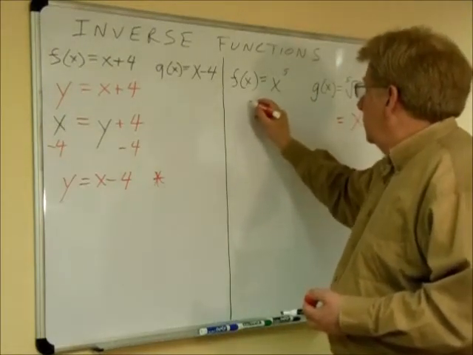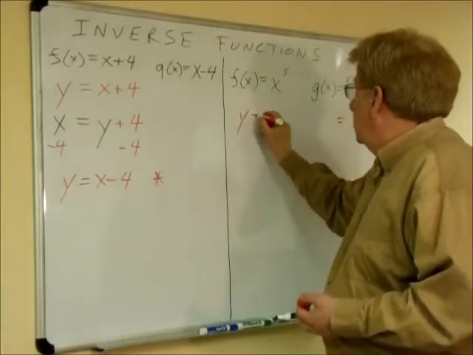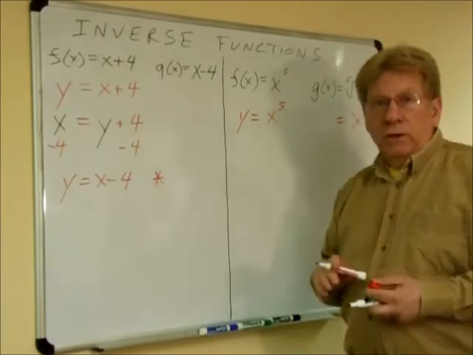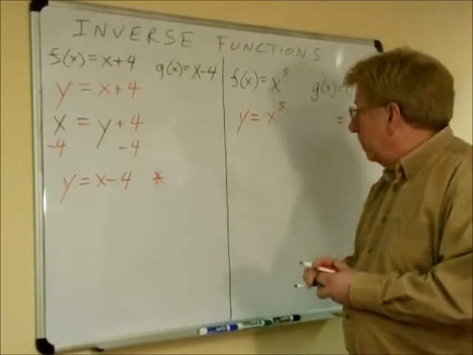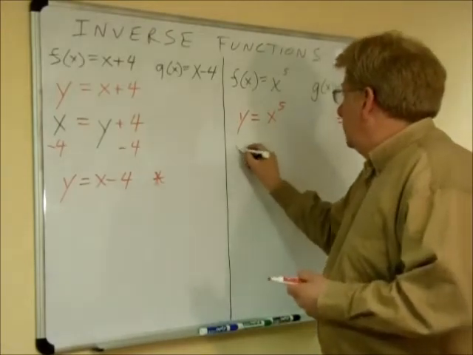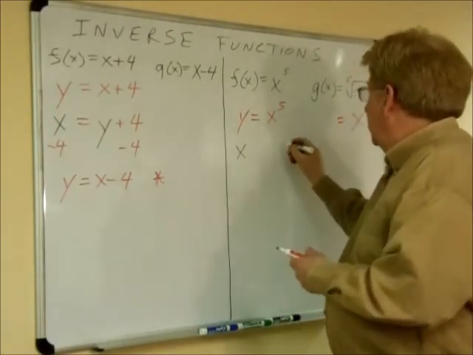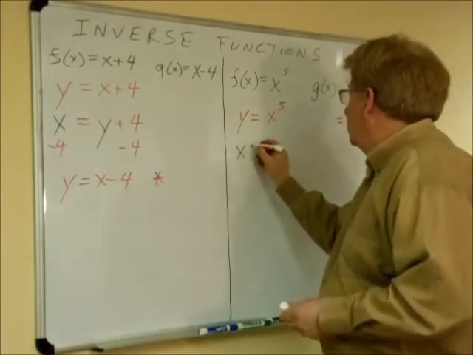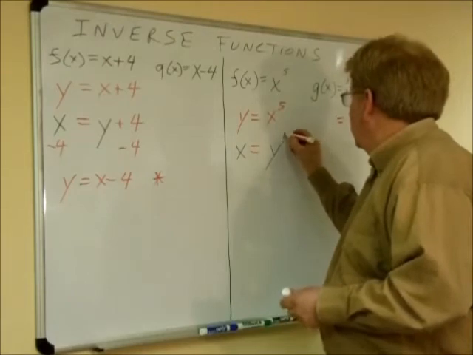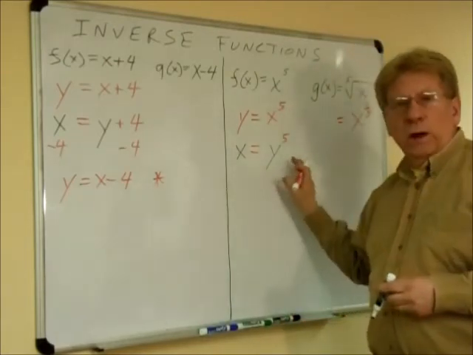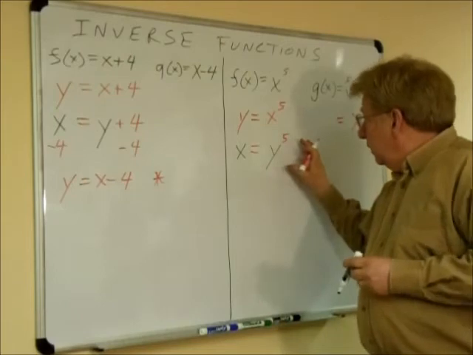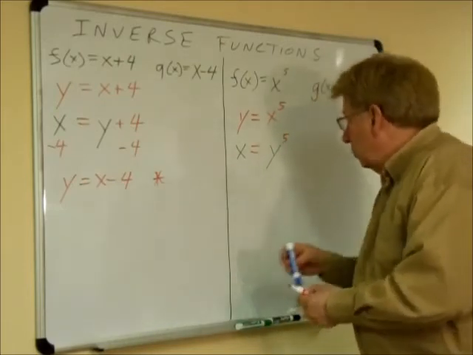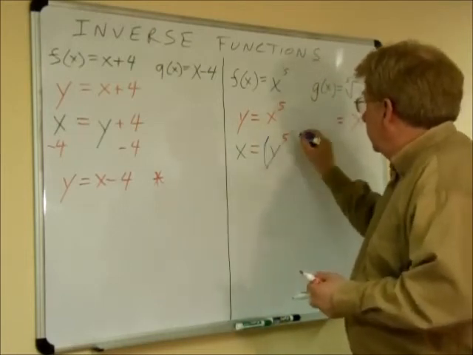To do that, I'll start out with y equals x to the 5th. And now to find the inverse, I'll switch the x and the y. So in place of y I put the x, and in place of x I'll put the y. So we have x equals y to the 5th. Now I need to get y by itself, so to counteract this y to the 5th, I'm going to have to take it to the 1/5 power, both sides.